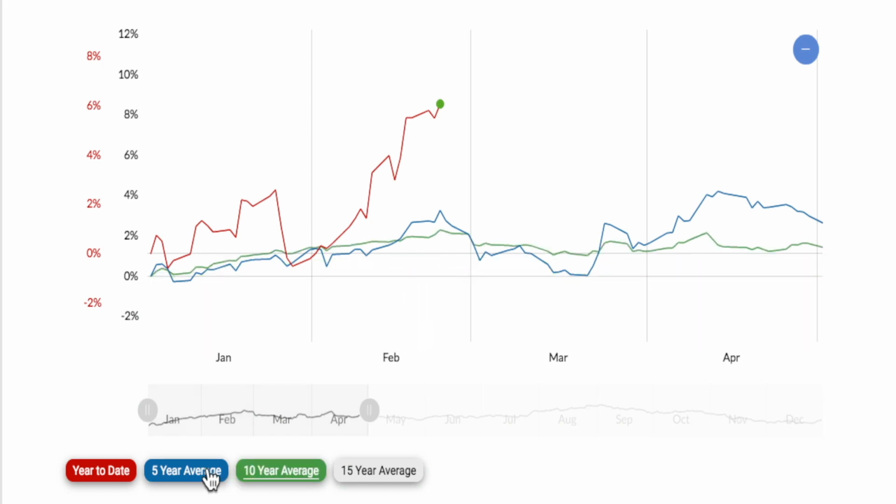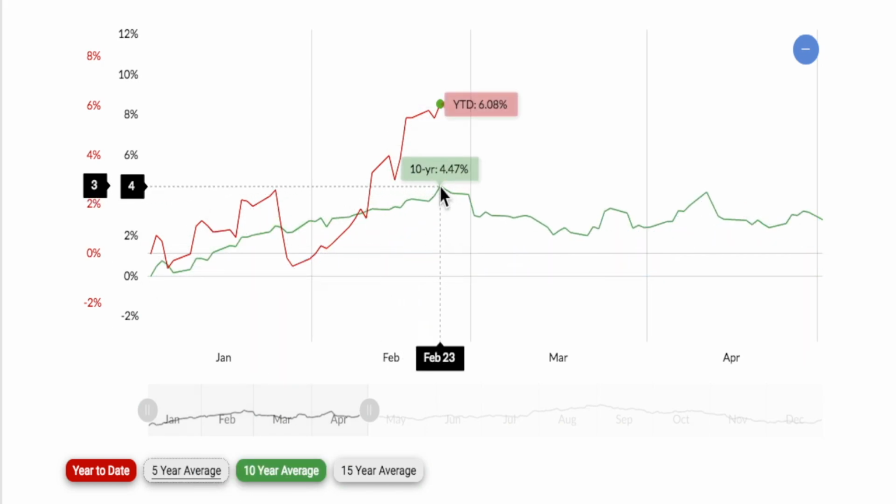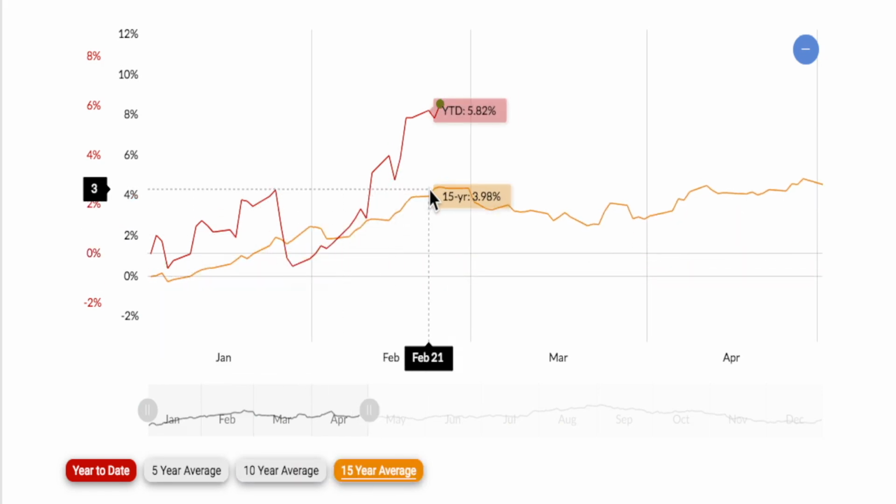We add our 10-year average, and you can see in seasonality, the 10-year tops out somewhere around the 23rd, at 4.447%. We add our 15-year. You can see that our 15-year kind of just tops out somewhere around the 23rd, but kind of goes sideways and then drops out pretty much at the end of the month, February 28th, around 4.38%.